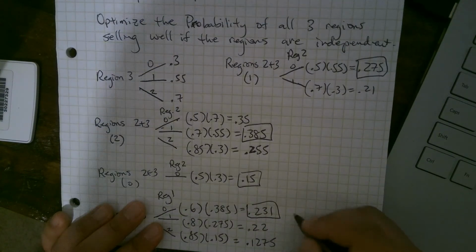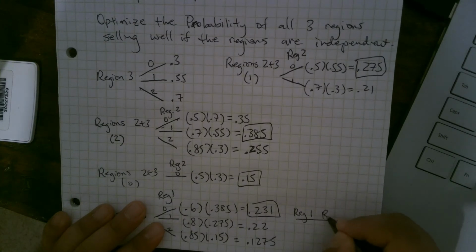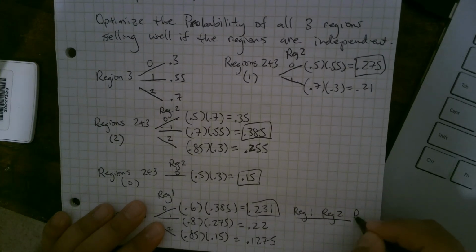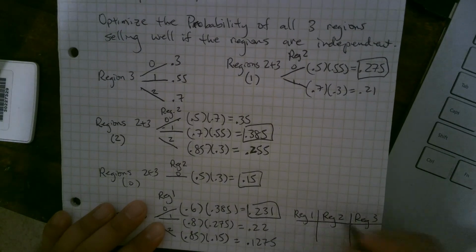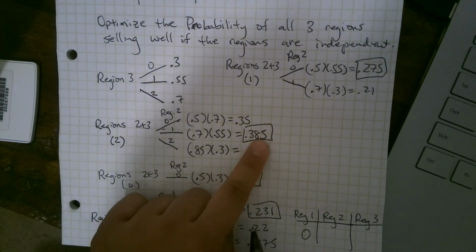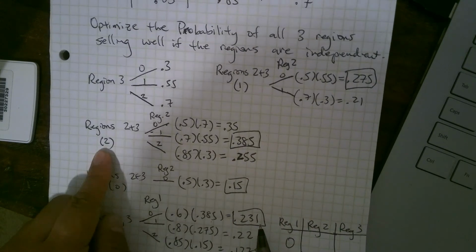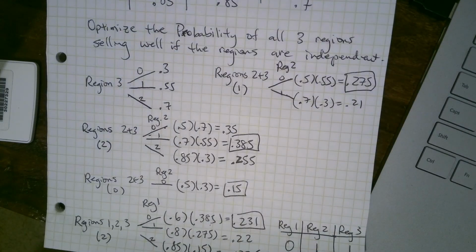So this was, let's see, region 1, region 2, and region 3. This is the solution for the optimum. 0 reps to region 1, and then this 0.385 came from here, which was 1 in region 2 and 1 in region 3. That is the optimum way to dispatch the sales reps.